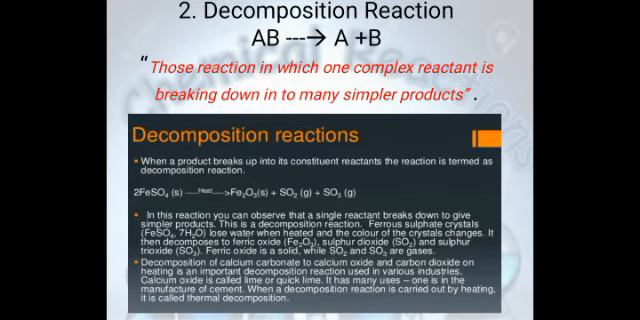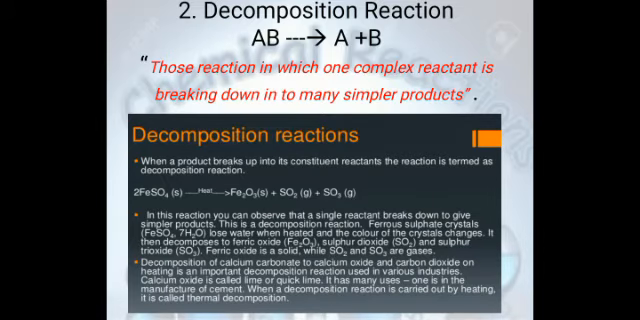As an example, iron sulfate, FeSO4, when heated. Basically decomposition occurs when we are heating, passing electricity, or passing light. It decomposes into the following simpler products: iron oxide, sulfur dioxide, and sulfur trioxide. Okay, so in this reaction you can observe that a single reactant breaks down to give simpler products. This is a decomposition reaction. Ferrous sulfate crystals lose water when heated and the color of the crystals changes.